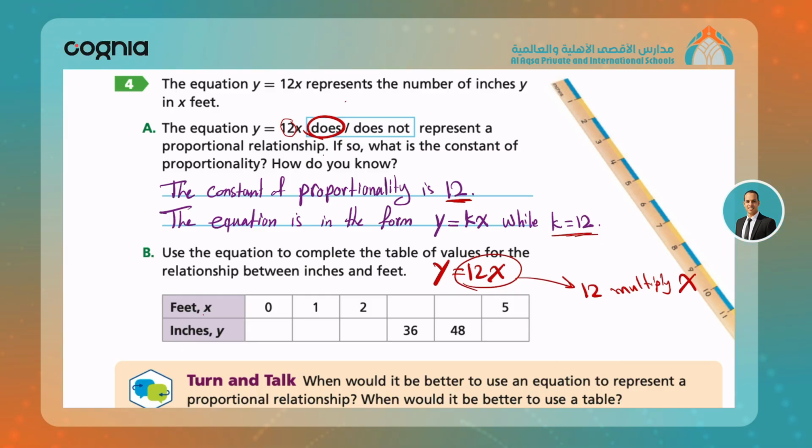So here, for example, we have the x. X is 0. How do you get the y? You just multiply it by 12. So 0 times 12 is 0. 1 times 12 is 12. 2 times 12 is 24. So you multiply the x by 12, you get the y. Okay, here, what number times 12 equals 36? It's 3. 3 times 12, guys, equals 36. 4 times 12 equals 48. And 5 times 12 equals 60.